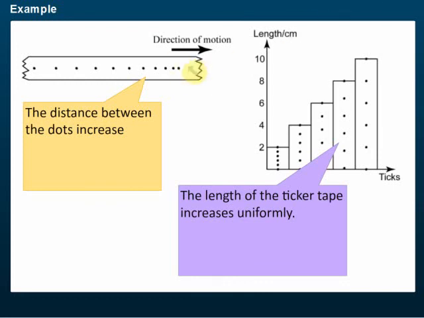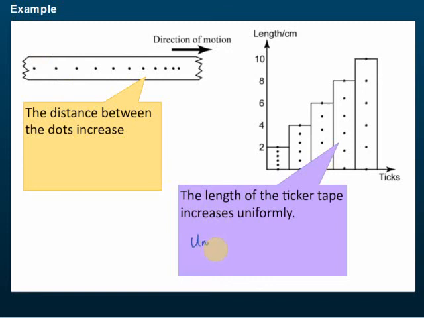Okay, the second case, we can see that the distance between the dots increases, right? Here, very slow. Here, very fast. Okay. And also from the ticker tape chart, we can see that the speed, okay, the length represents the speed, right? The speed also increases uniformly, okay, increases by 2 plus 2 plus 2 plus 2, okay, so it increases uniformly. So this is a uniform acceleration. The length of the ticker tape increases uniformly, so this is a uniform acceleration.